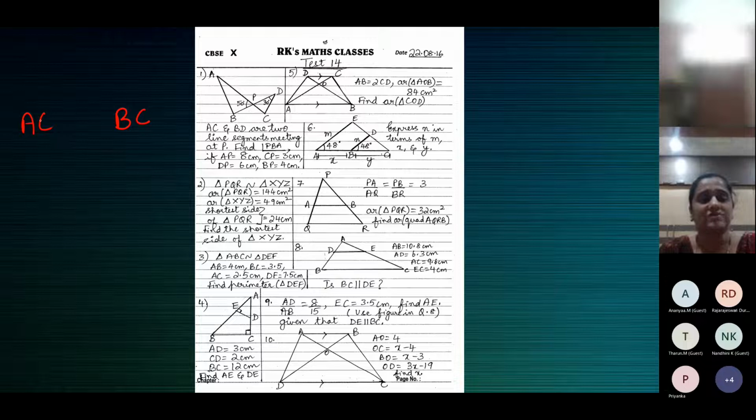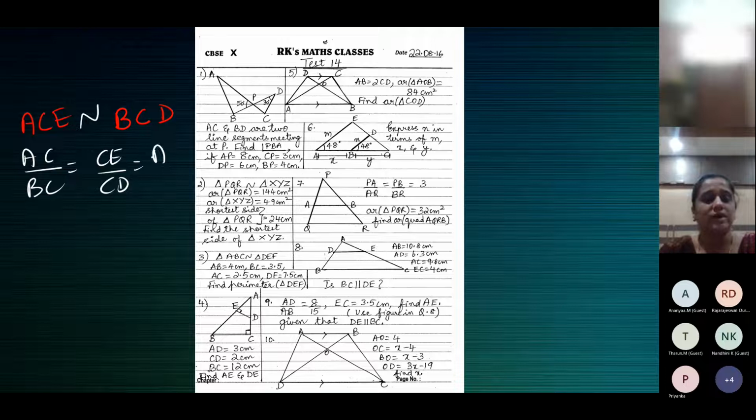Then the third vertex, ACE, BCD. The two triangles are similar in this order. They're similar. So AC by BC is equal to CE by CD is equal to AE by BD. Okay.